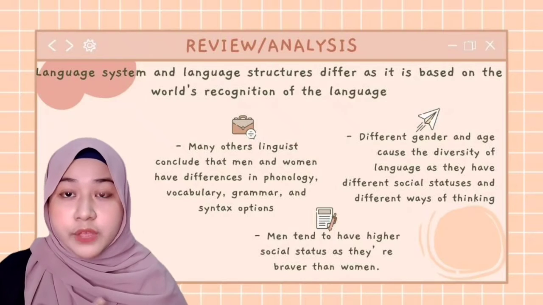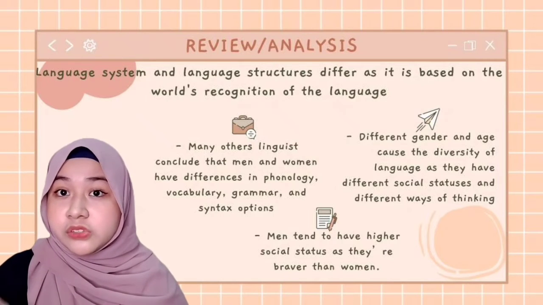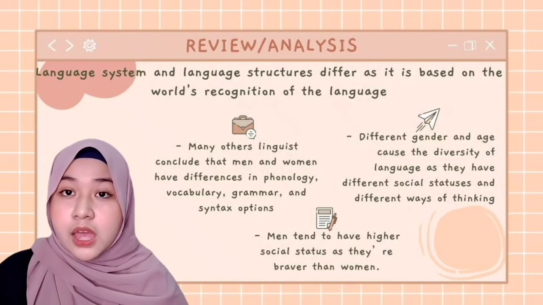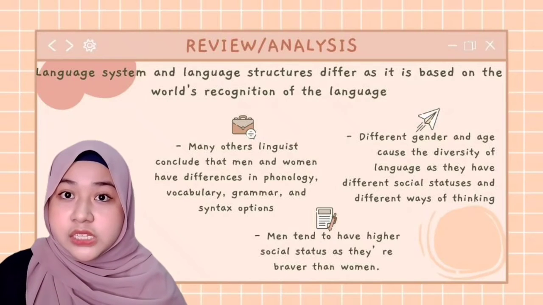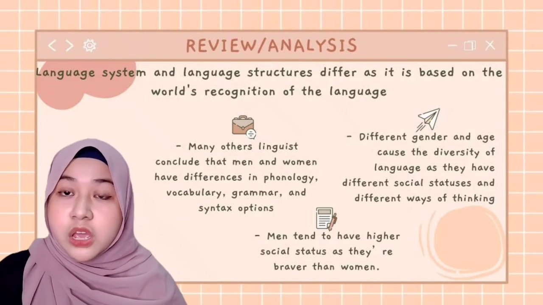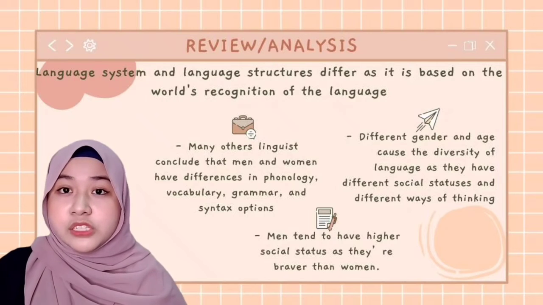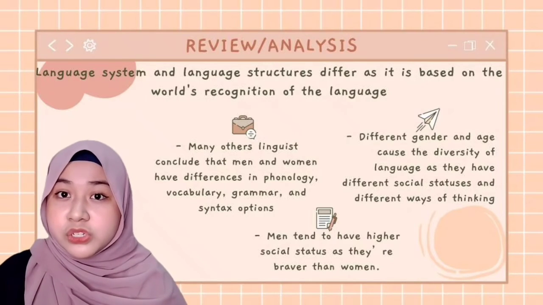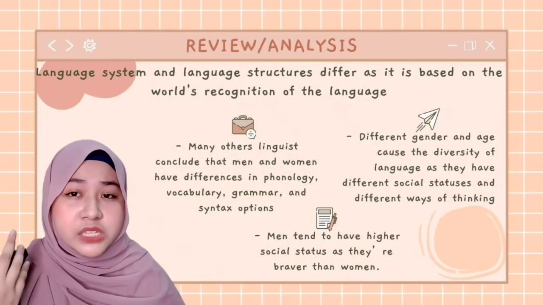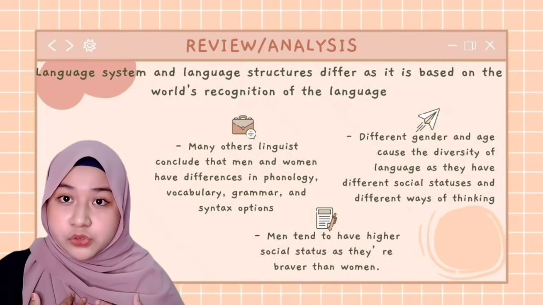Combining it with the factor of age, according to the author, Chen Songchen, a Chinese linguist, had pointed out that gender and age variations are caused when using language. To make it more simple, different gender and age cause the diversity of language as they have different social status and different ways of thinking, which I think is true.